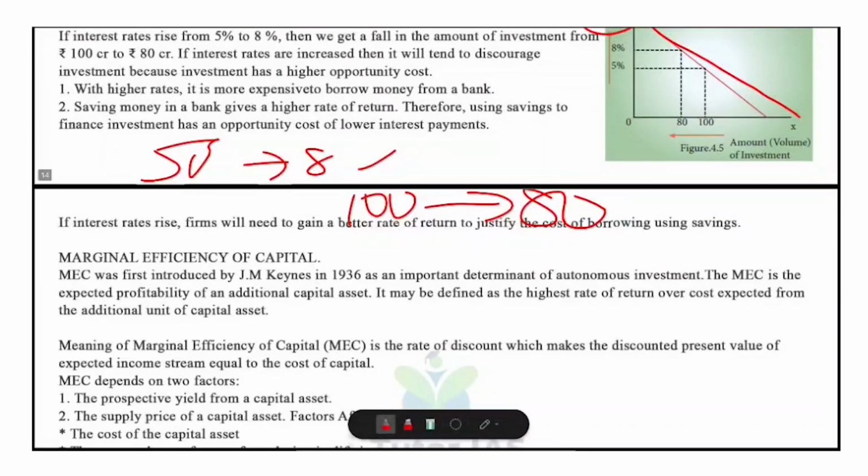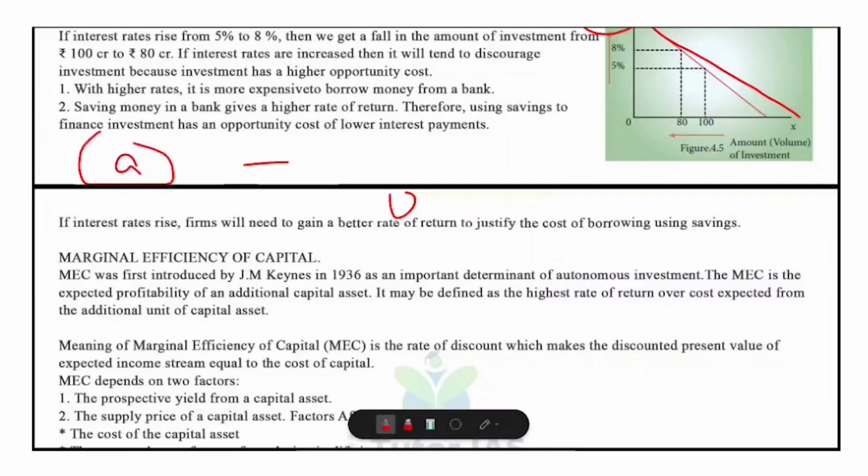Now, why does a higher interest rate reduce investment? Let's understand the two main reasons. What are those reasons? First one is that borrowing becomes expensive. That means firms have to pay more interest to banks. So the profit margin falls and it leads to less incentive to invest.